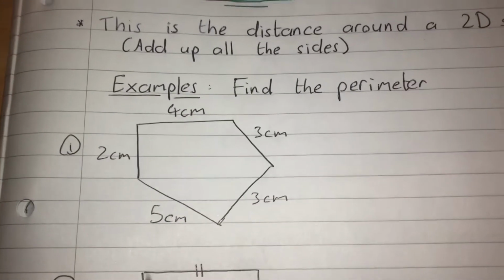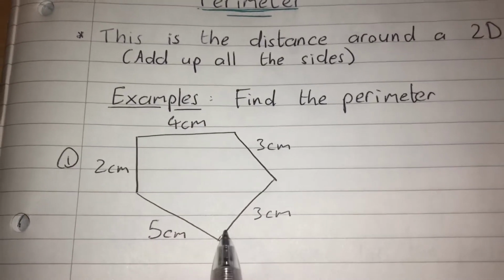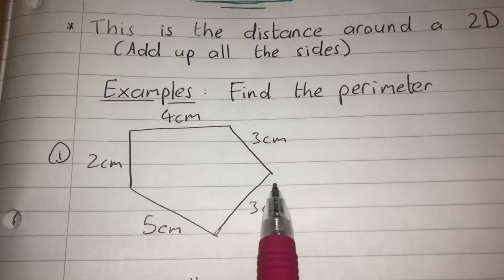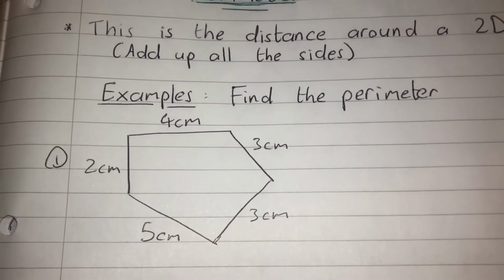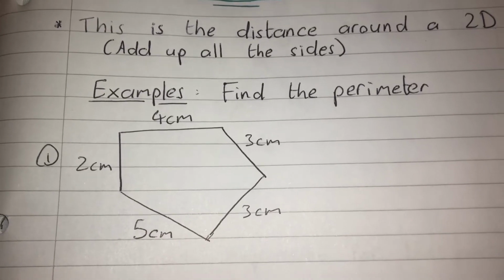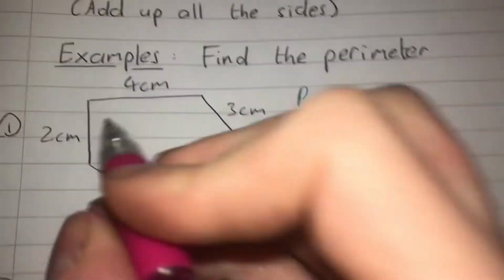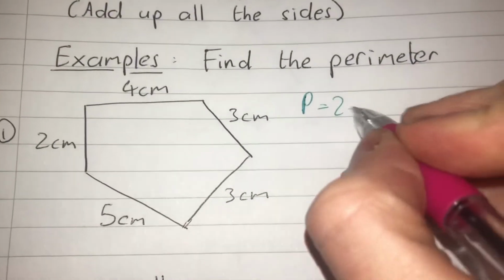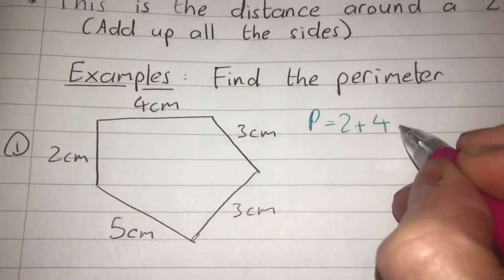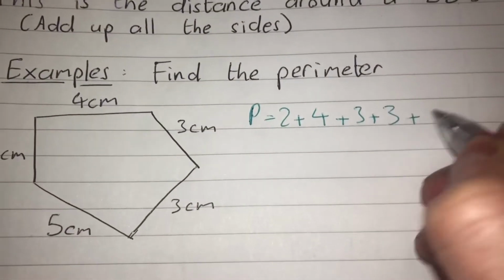Okay, so if we get stuck into some of these examples, the first one, we've been asked to find the perimeter of this shape, which is an irregular pentagon. Irregular meaning the sides of the shape are different lengths. So all I do, very simple sum, P equals 2 plus 4. Again, even though it's simple enough, I'll still always show my working out. 2 plus 4 plus 3 plus 3 plus 5.